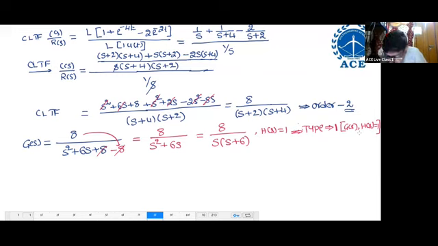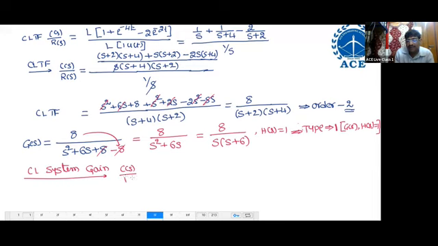Next, find the closed loop system gain. First take the closed loop transfer function, C(s)/R(s) = 8/((s+2)(s+4)). Simply numerator constant by denominator constant. The numerator constant is 8, the denominator constant 2 into 4, 8. So the closed loop system gain is 1.